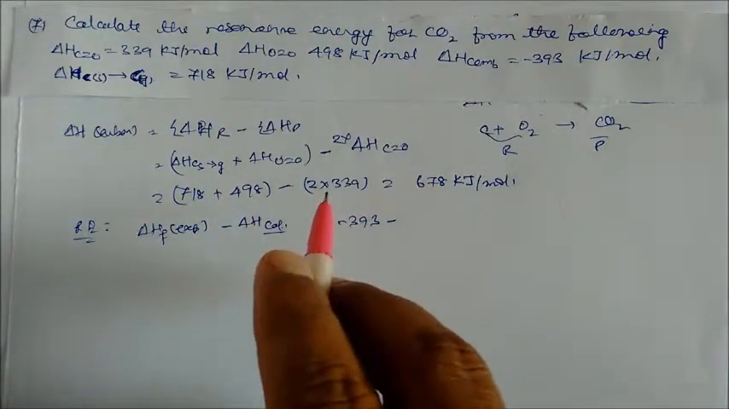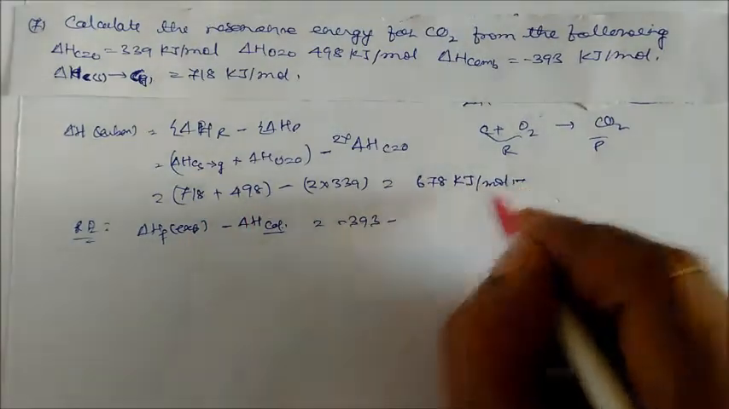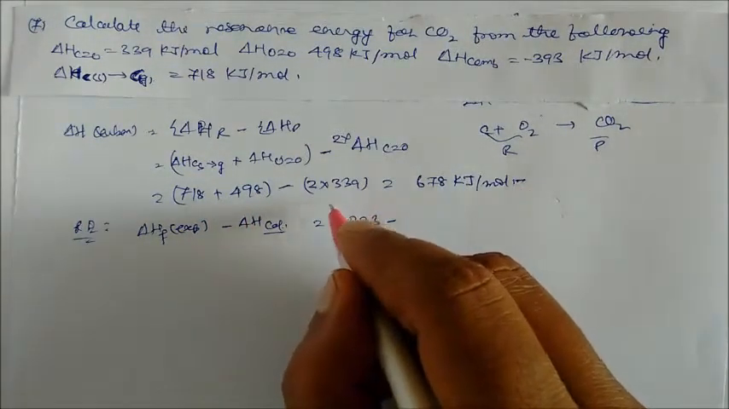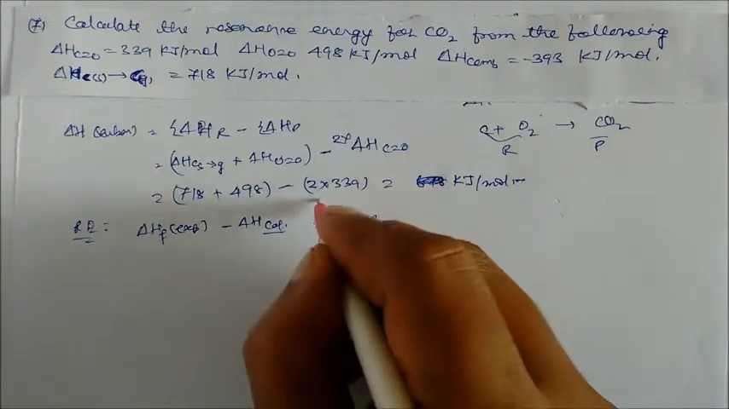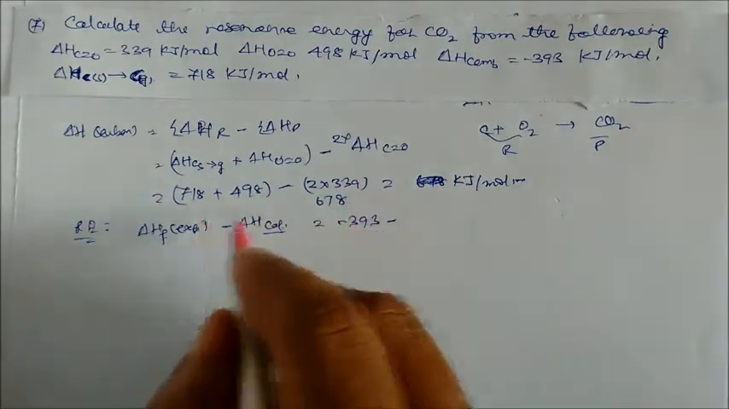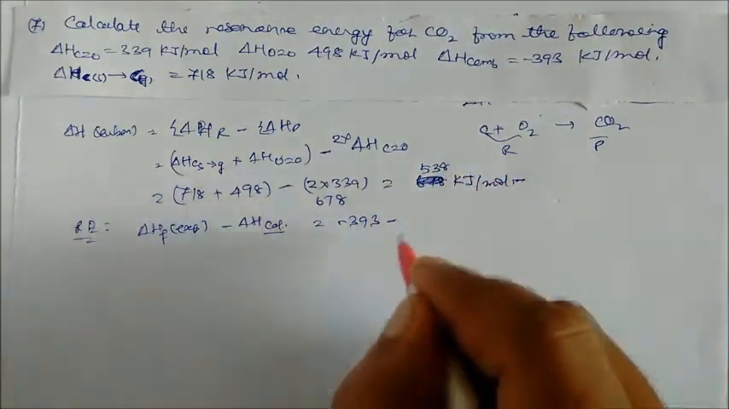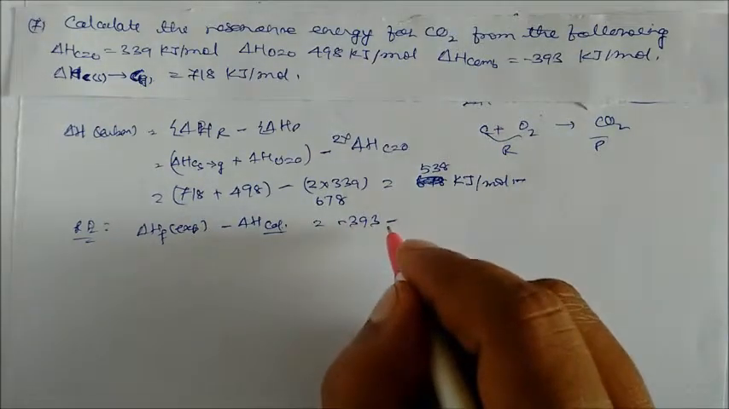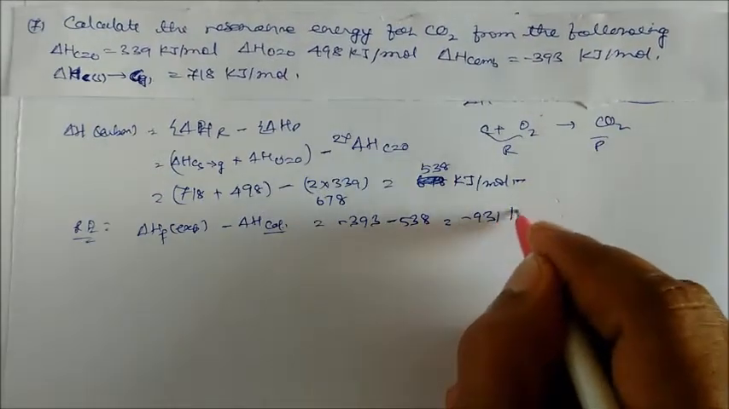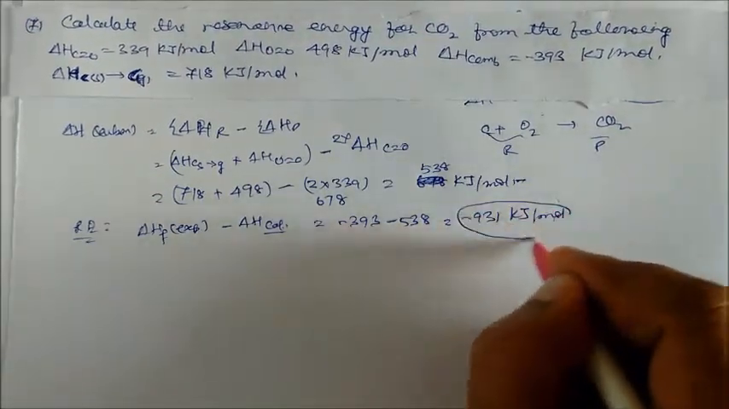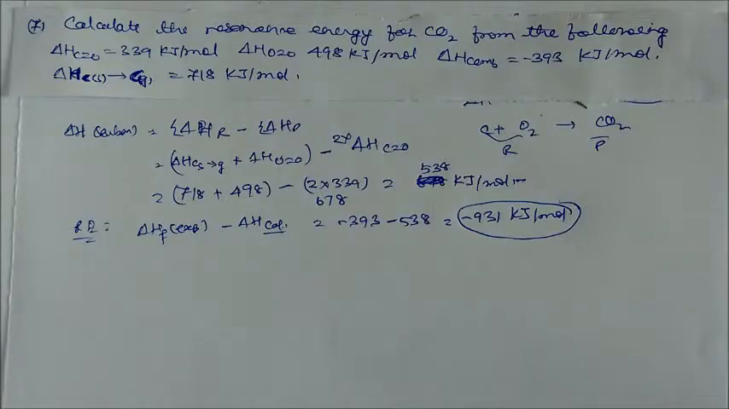If you subtract this one, 678, this is written wrong, you can write here this is 678. If you subtract this minus this, we will get the value 538, so we get the value 931 kilojoule per mole. So this is our answer of resonance energy of carbon dioxide in terms of bond energy.